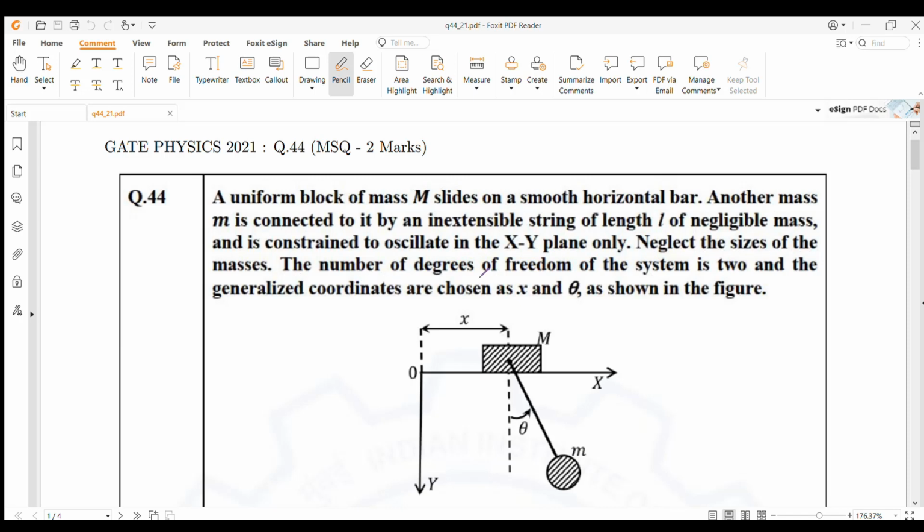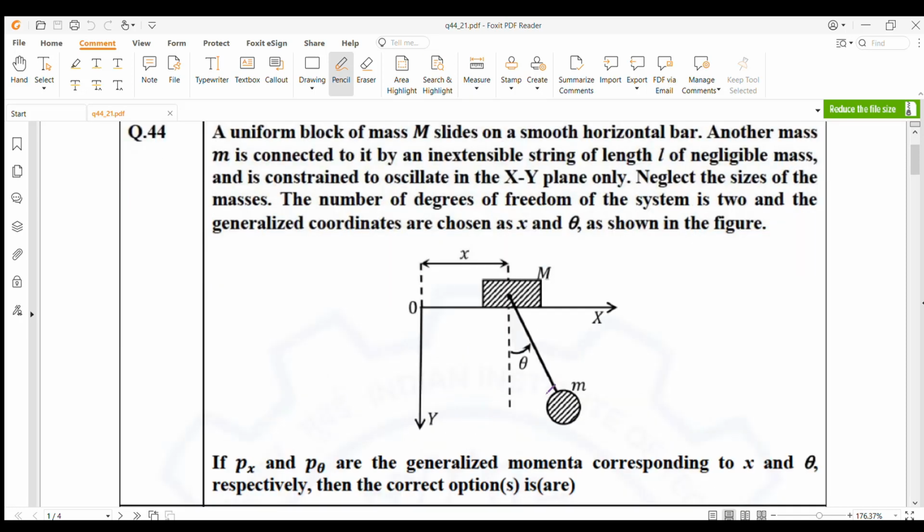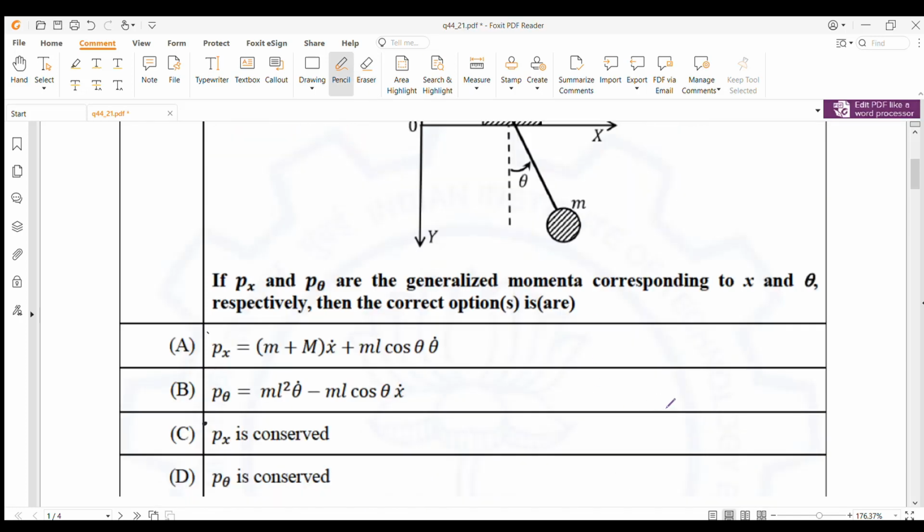The number of degrees of freedom of the system is 2 and the generalized coordinates are chosen as x and theta as shown in this figure. Px and p theta are the generalized momenta corresponding to x and theta respectively. Then we need to find out the correct options.